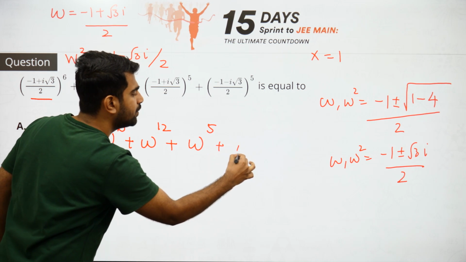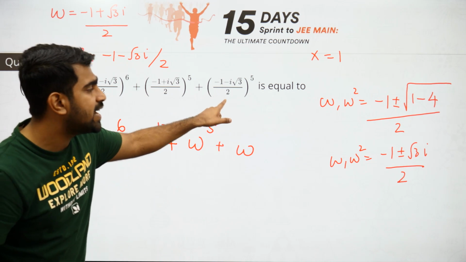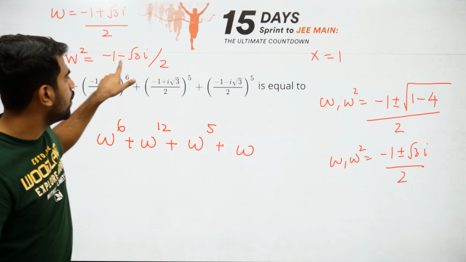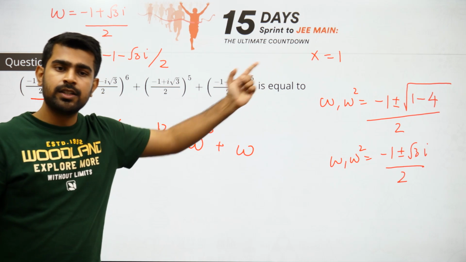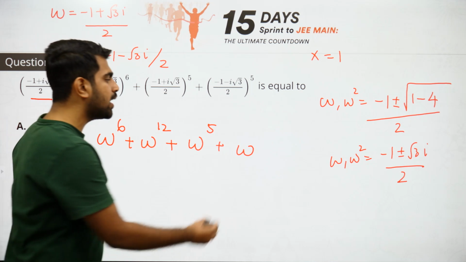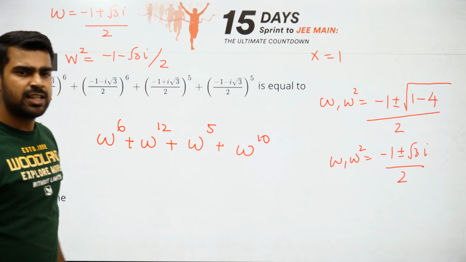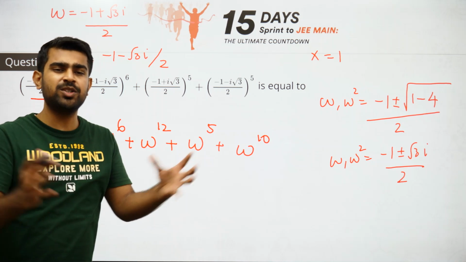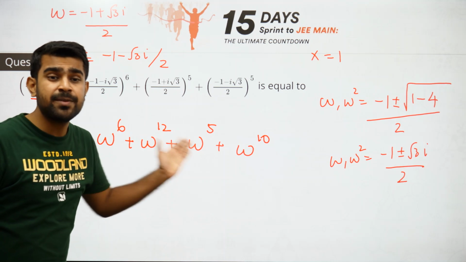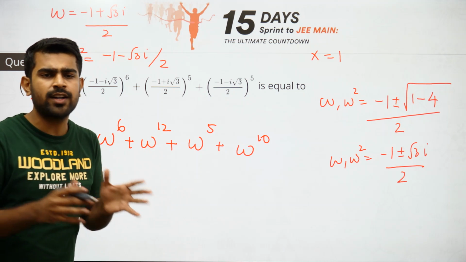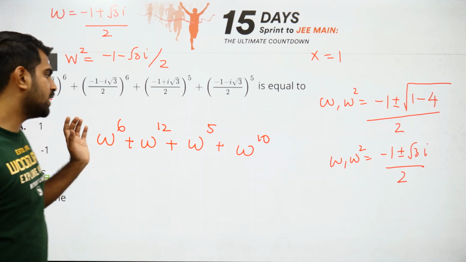And the last term will be omega square, because it is negative, right? Omega square to the power 5. What is omega square to the power 5? It is going to be omega power 10. Now let me reduce it, because I don't want to have such high powers. I want to bring it to 0, 1 or 2. Okay. So let us do that.